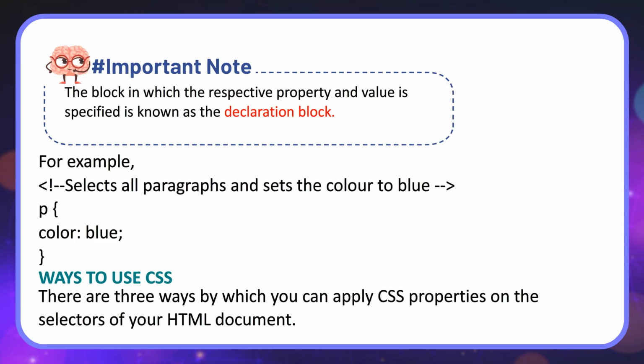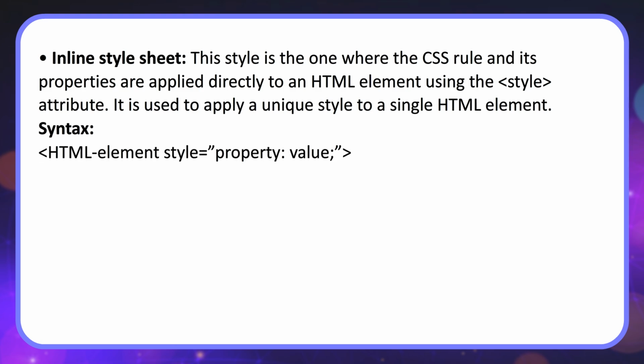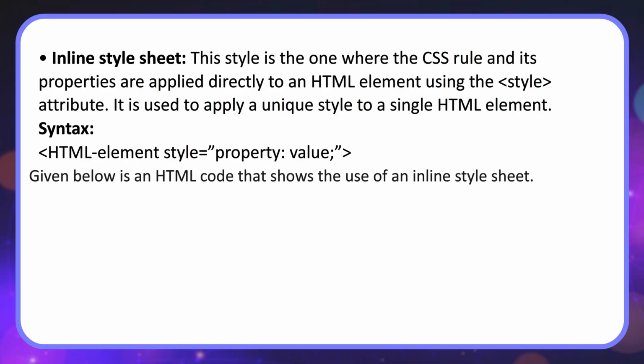Ways to use CSS. There are 3 ways by which you can apply CSS properties on the selectors of your HTML document. Inline style sheet. This style is the one where the CSS rule and its properties are applied directly to an HTML element using the <style> attribute. It is used to apply a unique style to a single HTML element. Syntax. <HTML element style = property: value;>.